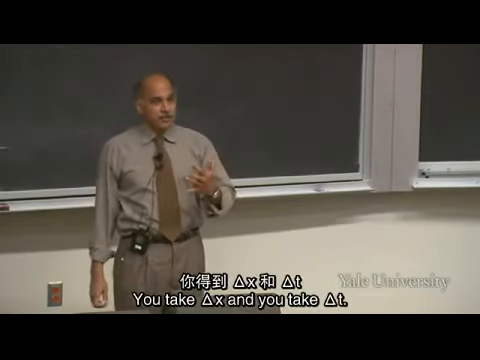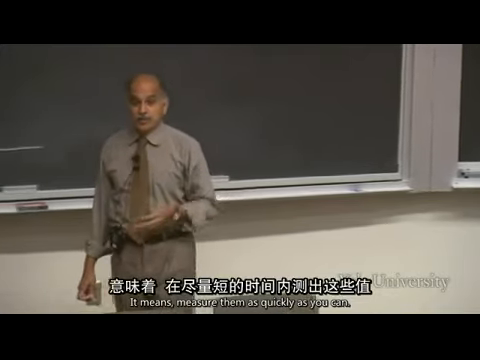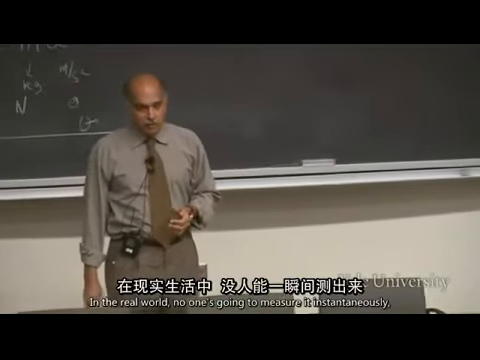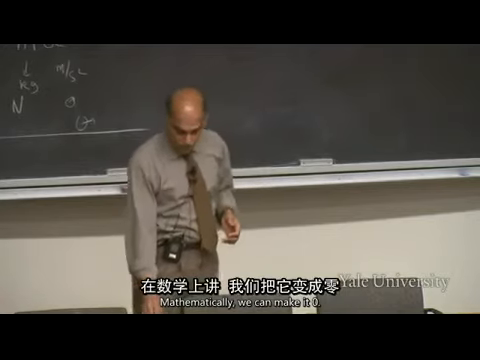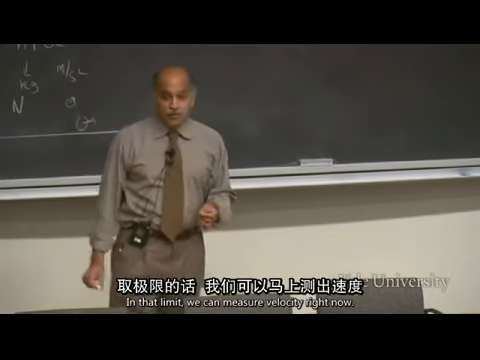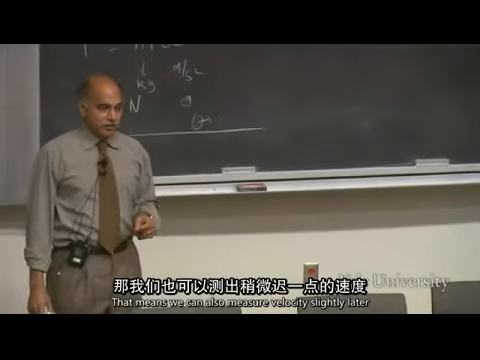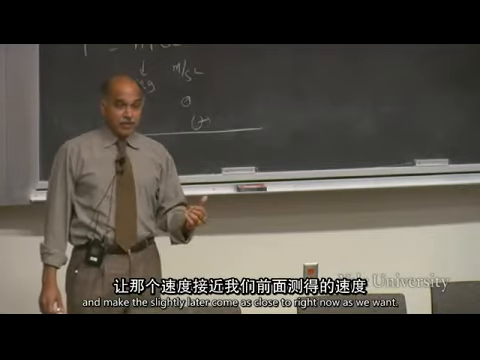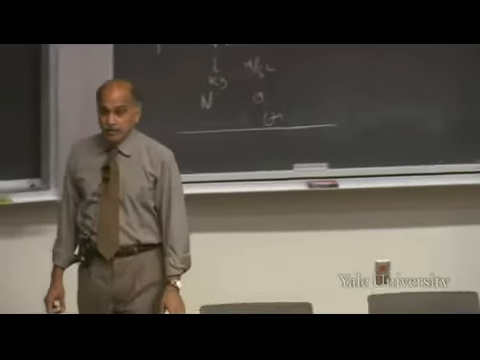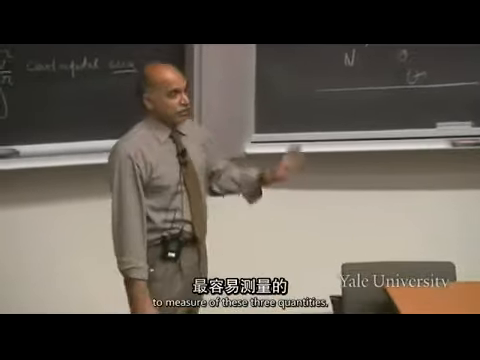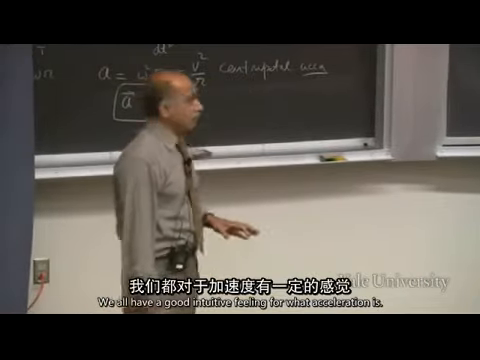You take delta x and you take delta t. What's the meaning of delta x and delta t going to 0? It means measure them as quickly as you can. So in real world, no one's going to measure it instantaneously, but we can make the difference as small as we like. Mathematically, we can make it 0. So in that limit, we can measure velocity right now. That means we can also measure velocity slightly later and make the slightly later come as close to right now as we want, and then that ratio will give you acceleration. So acceleration is the easiest thing to measure of these three quantities. We all have a good intuitive feeling for what acceleration is.